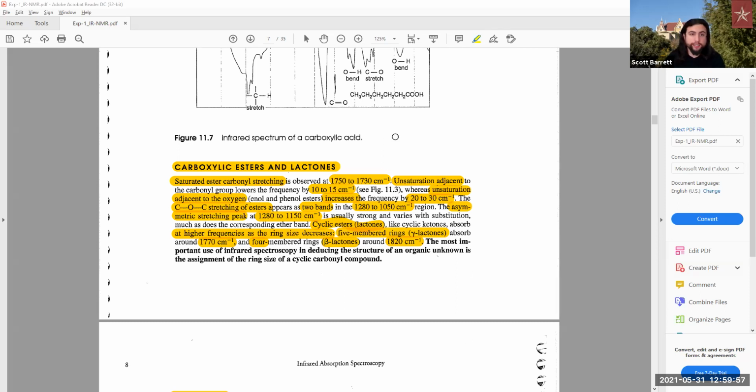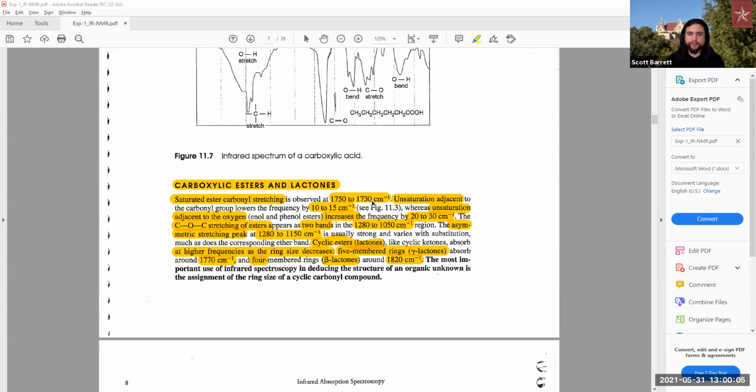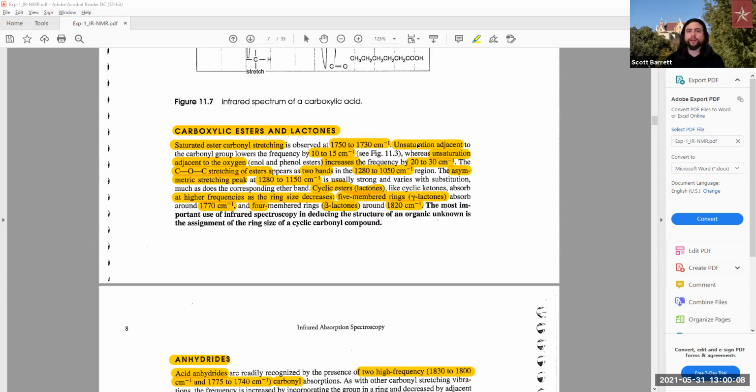All right, now let's continue into our carboxylic esters and lactones. The saturated ester carbonyl stretching will be in the 1750 to 1730 region. If we have unsaturation adjacent, an alkene adjacent to the carbonyl group, this would lower the frequency by 10 to 15 inverse centimeters. Whereas if you have unsaturation adjacent to the ester's oxygen, such as in enol and phenol esters, it would increase the frequency by 20 to 30 inverse centimeters. So you have to know if there's additional unsaturation with the groups that you're analyzing.